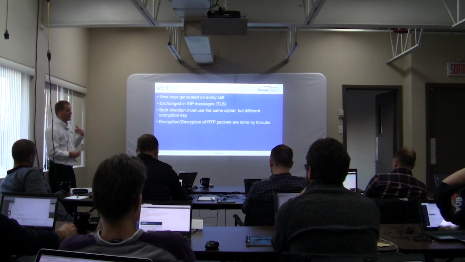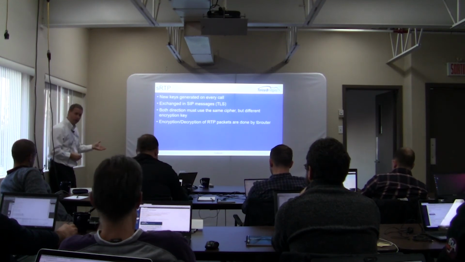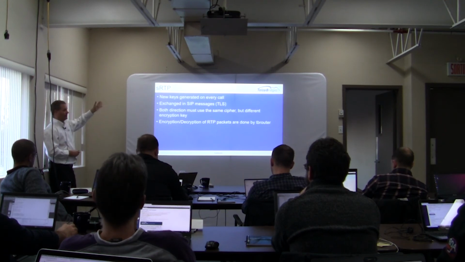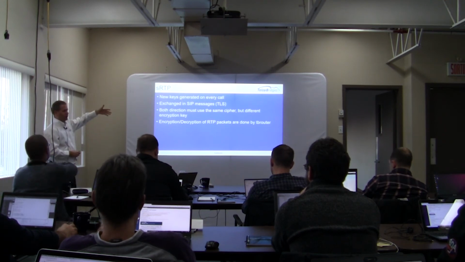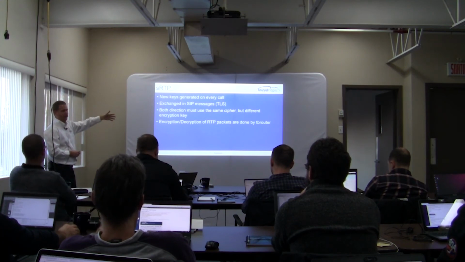Of course, it does take some resources from TB router. So you saw we had one TB router for five interfaces. Well, maybe if you try to do five interfaces of SRTP, maybe it's not going to be enough. You'll be overloading the TB router. Maybe we need to add one more core to support that.